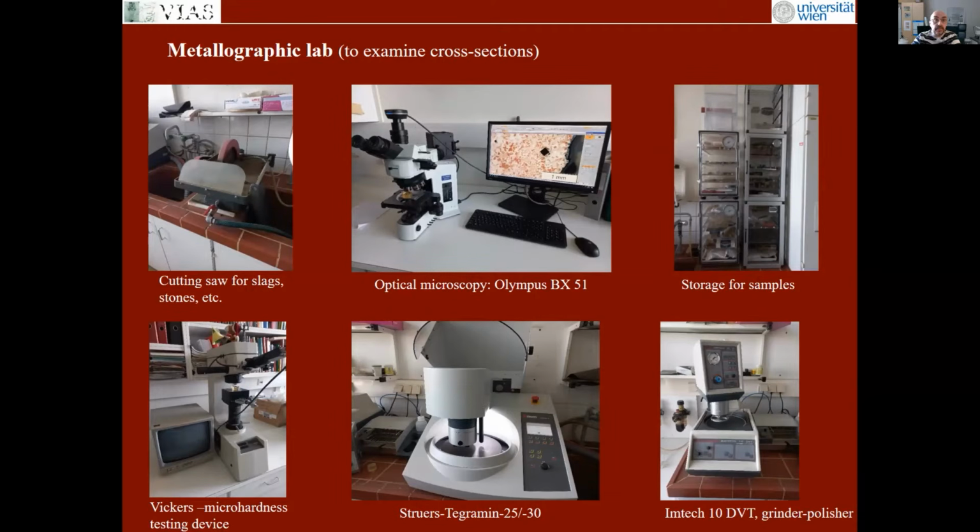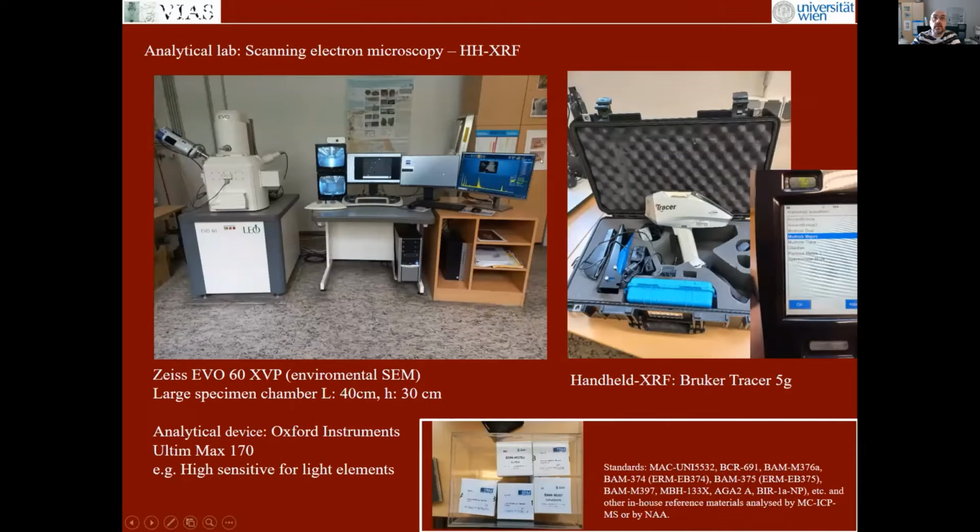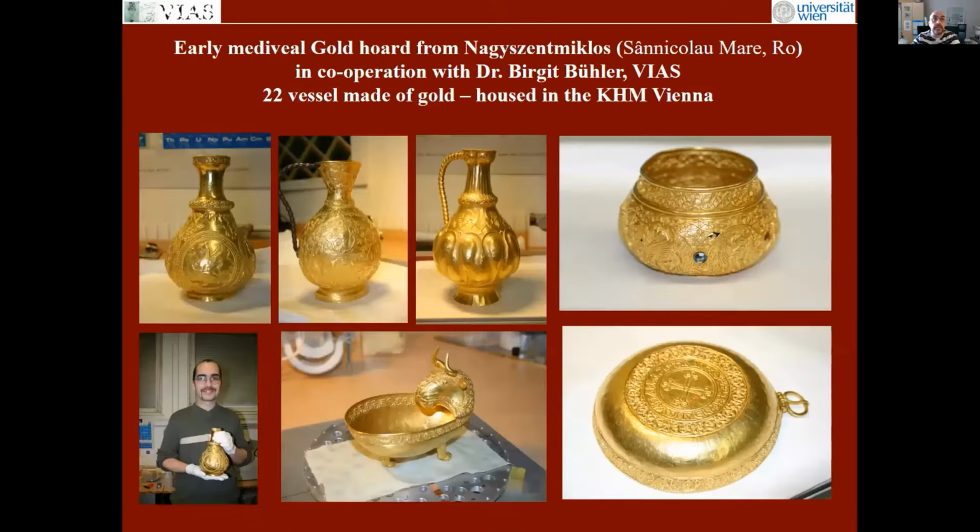It's a fully equipped lab where you can do cross sections, and of course document all the microstructures. In the basement of our building, I'm running another analytical lab with a scanning electron microscope. It's a so-called environmental SEM, so you can bring in organic samples. Additionally, for my analysis, I have a handheld XRF with which you can do on-site analysis during, for example, an excavation.